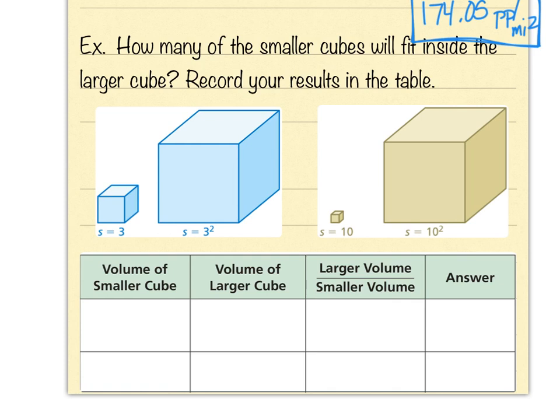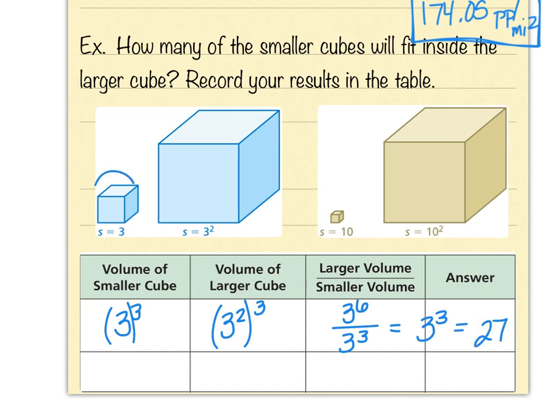The volume of the smaller cube would be 3 times 3 times 3, or 3 to the third. The volume of the larger cube would be 3 squared, and then length times width times height means I raise it to the third power. Every time you're cubing a number, you're raising it to the third power. For the bigger one, I'm cubing 3 squared, which of course we know is 9, but I'm going to hold off on turning those into whole numbers just yet. So the larger volume would be 3 to the 6th power over the smaller volume, 3 to the 3rd power. That's going to give us 3 to the 3rd power, which is 27. So 27 of these would fit inside that larger cube.